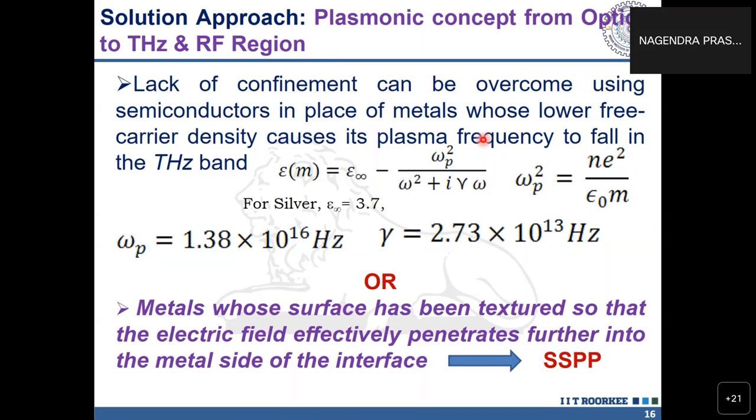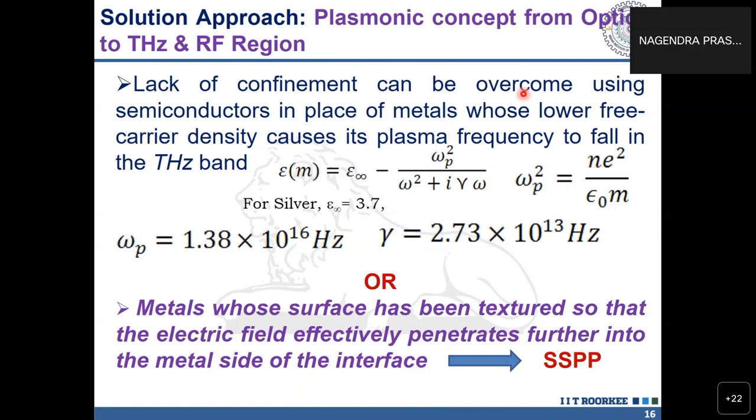But at terahertz, the semiconductor based plasmonic effect in semiconductors, that is not very strong, but that is possible. So several groups are trying to use this concept instead of using metals, noble metals, for example, silver or gold. In that case, at optical frequency, this is a natural phenomenon.